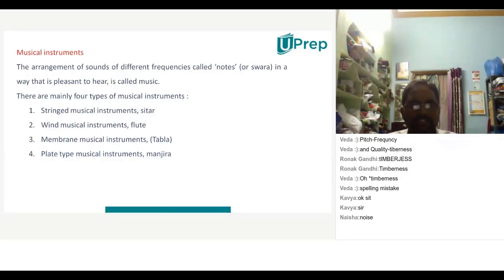How many types of musical instruments are there? Four types. What are those four types? Stringed musical instruments like a sitar, wind musical instruments like a flute, membrane musical instruments, where membrane means some skin is there, like a tabla, and plate type musical instruments like a manjira. Maybe you know, like this we do.